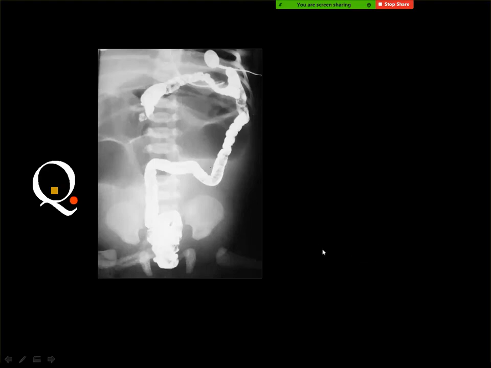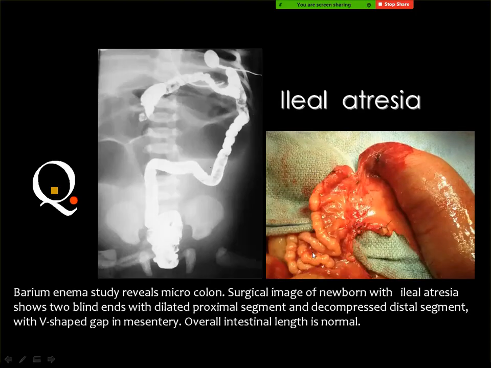Microcolon. What do you think? Secondary to meconium. No, this is esophageal atresia with significant dilatation of the colon. And you see the colon is small, this is microcolon, and there are three possibilities.